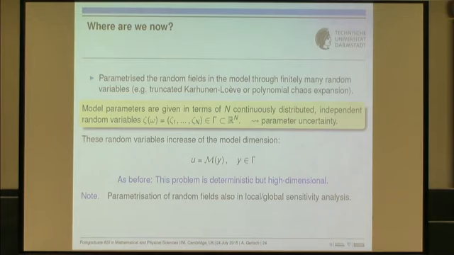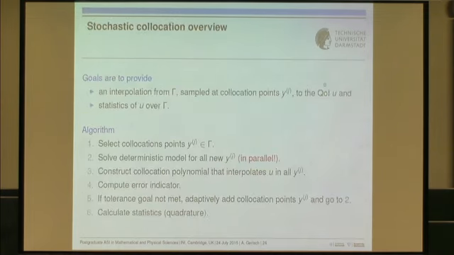And as before, M is now still deterministic, but high dimensional. And we can use this parameterization of random fields also in the local sensitivity methods I've shown before. Okay, so what are we doing now for uncertainty quantification? We use the so-called stochastic collocation approach.